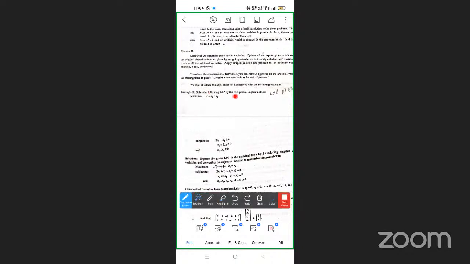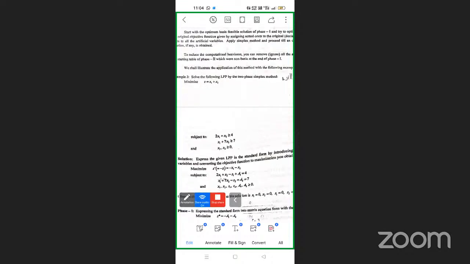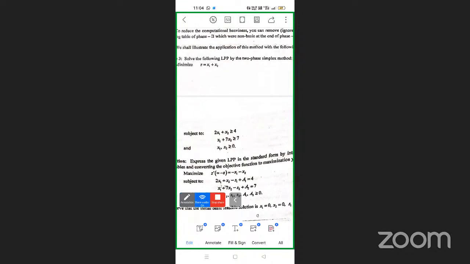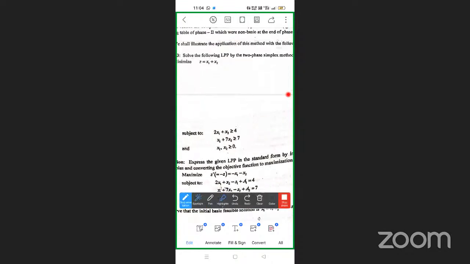Solve the following LPP by two-phase simplex method. Minimum of z is equal to x1 plus x2. We can convert minimization to maximization. Maximum of z is equal to minus x1 minus x2, multiplying both sides by minus. Here also same, we can add artificial variables.